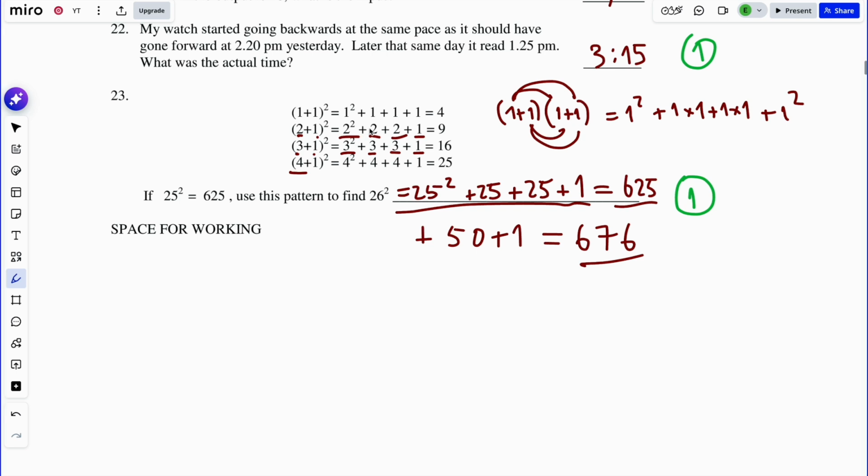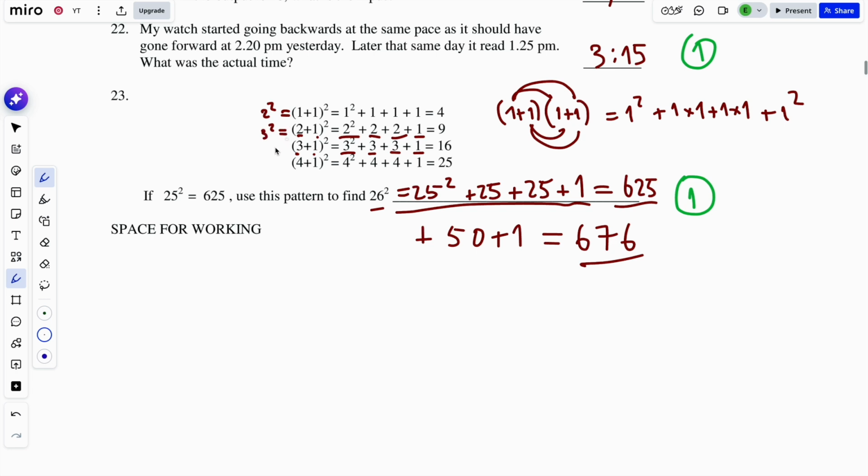Now we just need to use that to work out 26 squared. Now, we need to make the connection here, right? That these brackets, all of them, of course, equal 2 squared, 3 squared, 4 squared, and 5 squared, right? So what's happening is we have a square, we break it up into 1 plus the number one below that square, or the number that you're squaring, and then you apply this pattern.